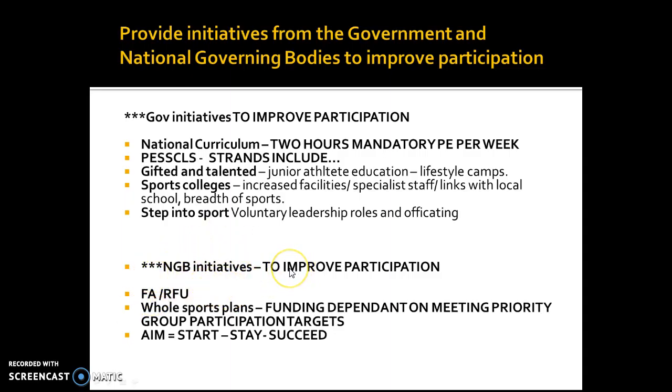National governing bodies have initiatives to improve participation too. The main one is a whole sport plan. So the FA, RFU, whichever your governing body is, have a whole sport plan. The funding they receive from Sport England is dependent upon meeting priority group participation targets. The key focus is to get people to stay and succeed in sport. If they do get them to stay and meet the participation targets, they will receive funding from Sport England for community sport, because remember we talked about that lottery funding from Sport England.